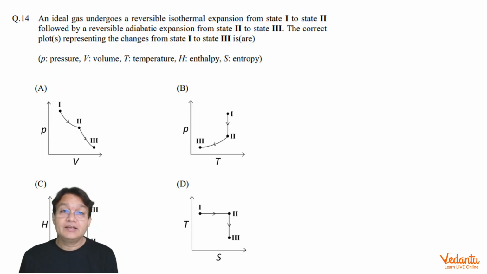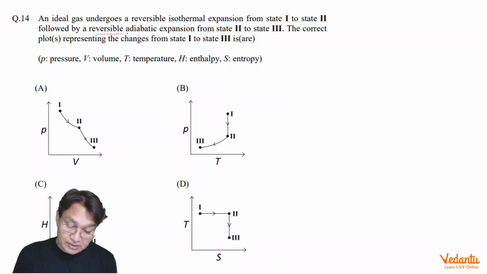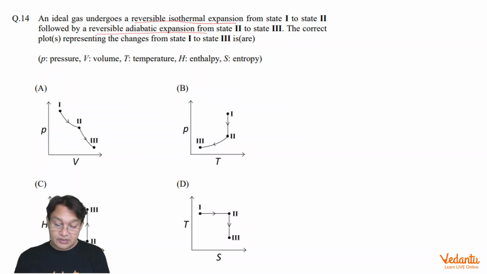It's paper 1 and this question is question number 14, which is from thermodynamics. So in this question there are two processes, one from stage 1 to 2 and followed by another process from stage 2 to 3. The correct plots have been asked and the first process is reversible isothermal expansion, and the second process is reversible adiabatic expansion. So what are the characteristics of these two processes?